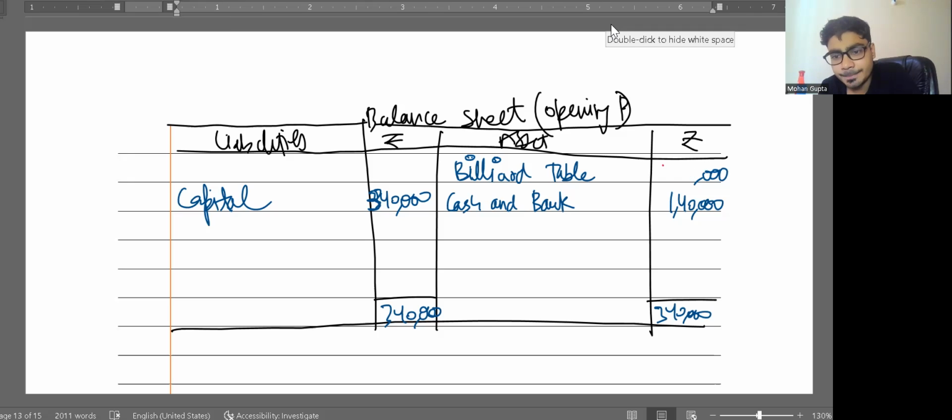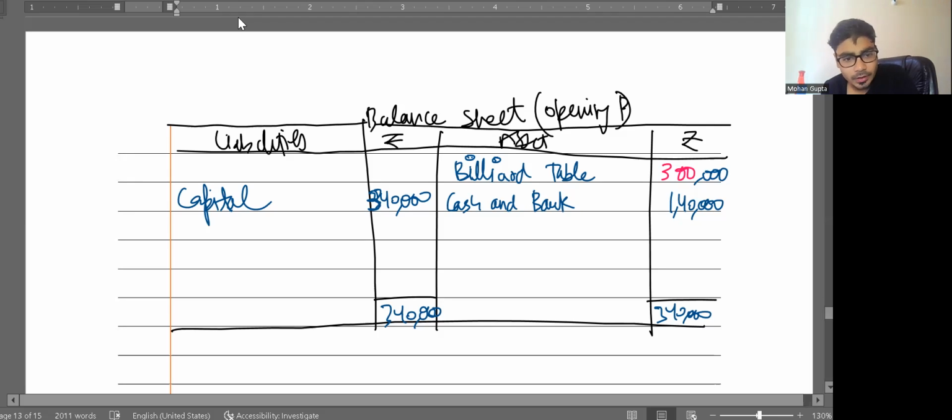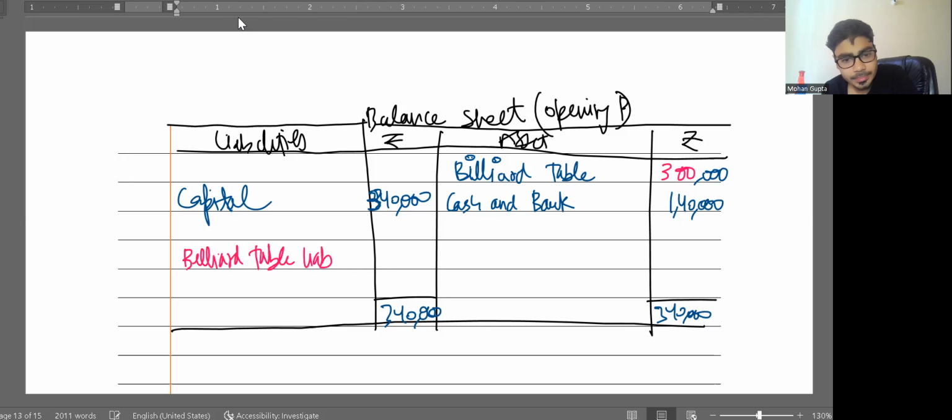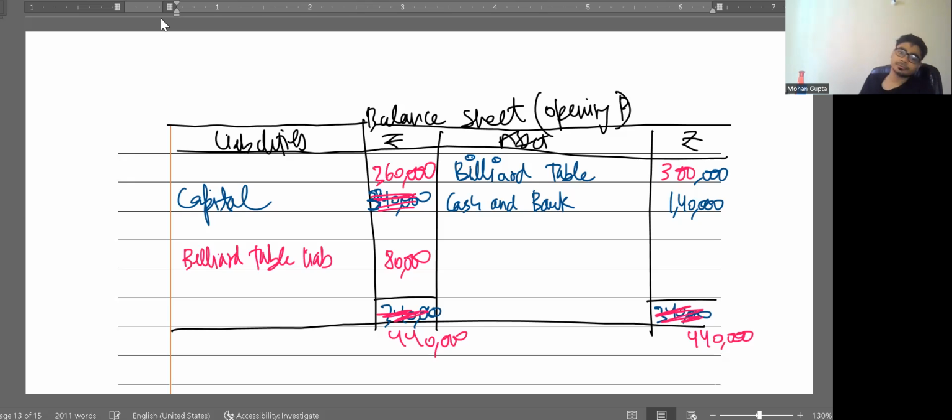So how much is the billiard table? 3 lakhs. And we paid how much? 2,20,000. So it means 80,000 was yet to be paid. Yes. So we will write outstanding for the billiard table, or we will write billiard table liability, because we are yet to pay for the billiard table, right? Yes. So this 80,000 changes our capital. So this changes by the whole, 440 minus 80, and we get what amount? 360. Right?